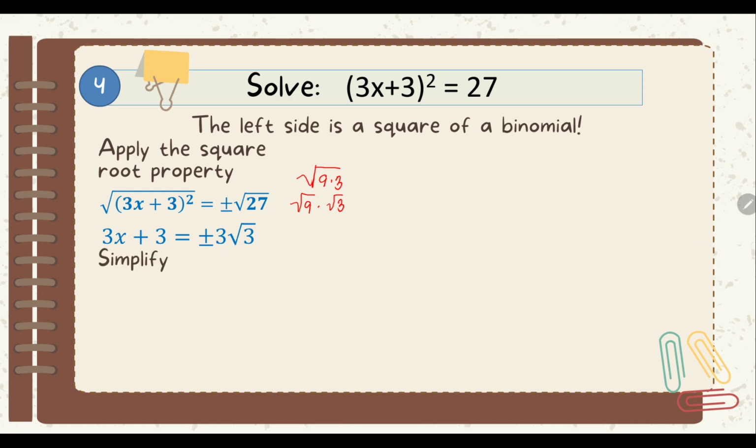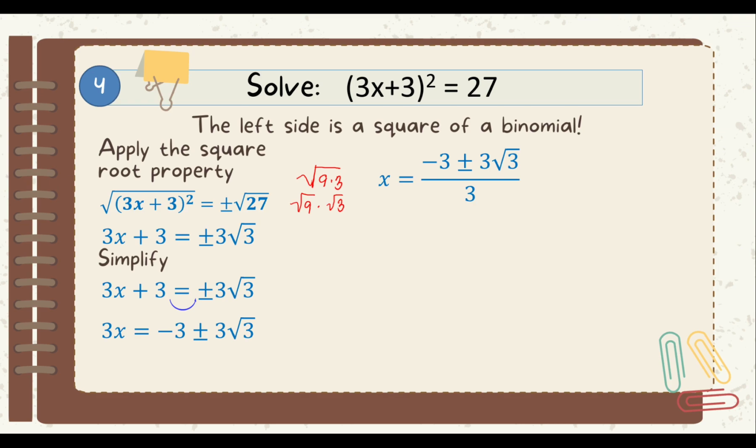All right, then we now have to simplify. On the left side, there is a positive 3. So what do we do? We add negative 3 to both sides of the equation so we can isolate the term with the variable. Why negative 3? Because we have a positive 3 there and the additive inverse is a negative 3. Thus, we now have, shortcut would be to transfer, 3x is equal to negative 3 plus or minus 3 times the square root of 3. All threes.